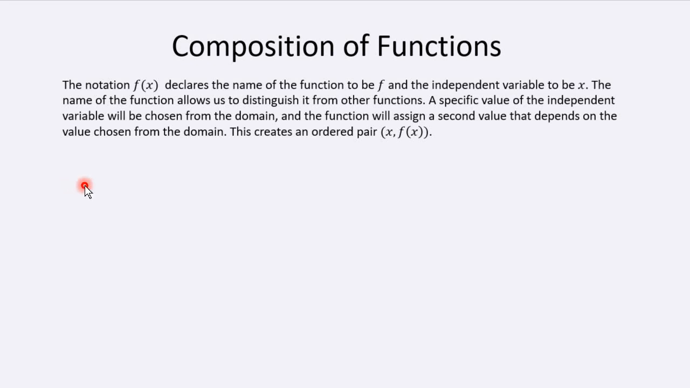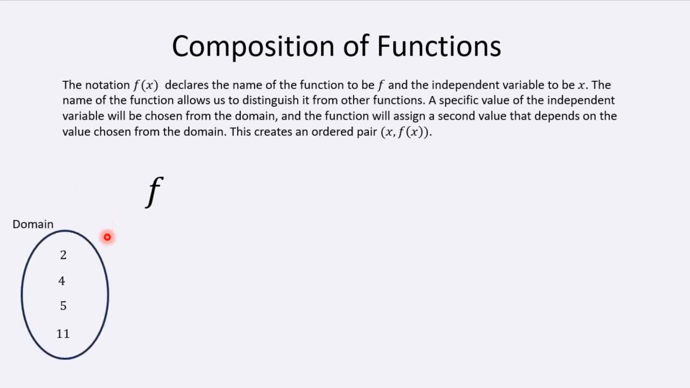The notation f of x declares the name of a function to be f and the independent variable to be x. The name of the function allows us to distinguish it from other functions. We're going to choose a specific value of the independent variable from the domain, and we're going to assign these values in the domain values from another set called the range. The function is what we're going to use to assign those values.